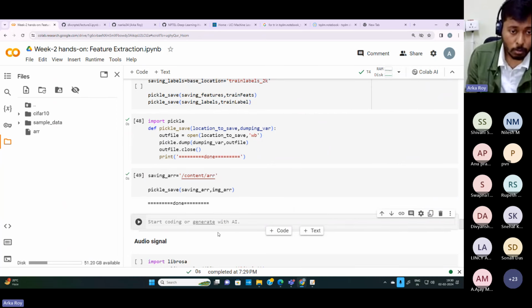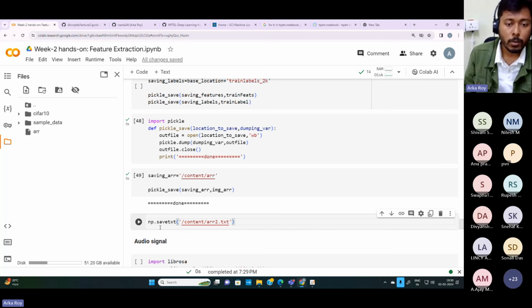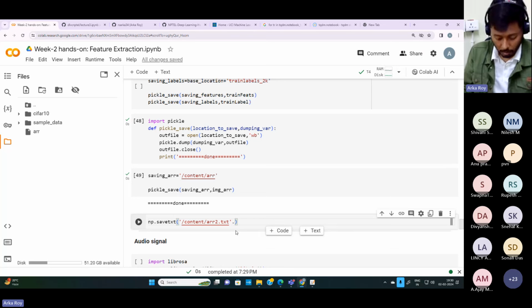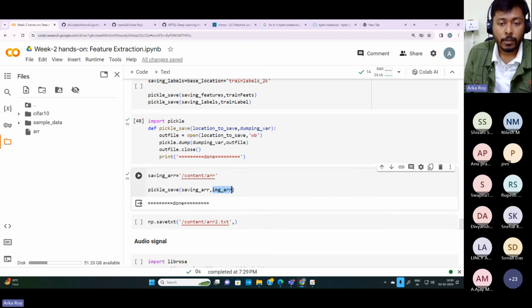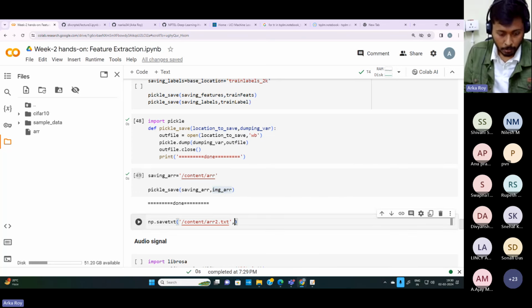There is another way of storing the files. For example, if you want to store the files in the text format, so np.savetxt, then you need to provide a path where you want to save. So content slash, again, let me rename it as arr2.txt. Why txt? Because we want to save it in the form of a text file. Then there will be a comma, and then you need to provide the variable that you want to store.